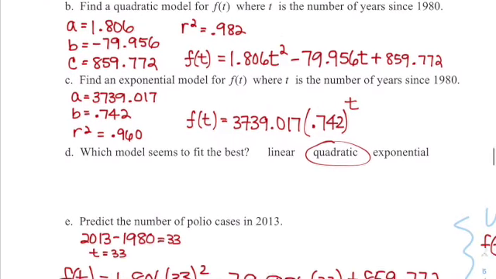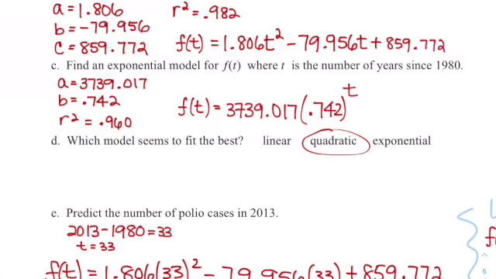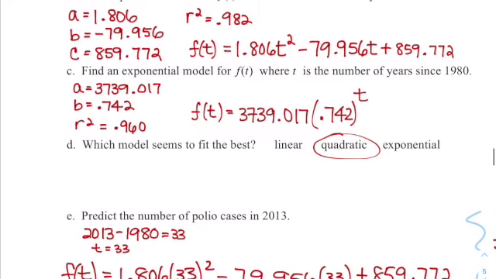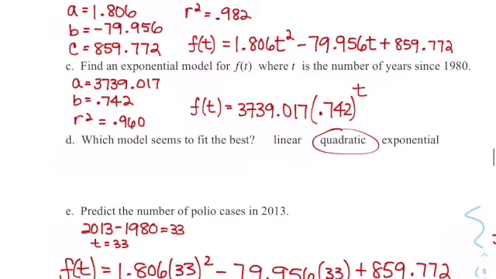Now, if I put in the work, 2013 is going to be 33 years because that's 2013 minus 1980, since that's the year we started taking the data. That's 33 years. So I'm putting in 33 for all my t's. And then that is 187 cases, 37.95 thousand cases of polio after 33 years.